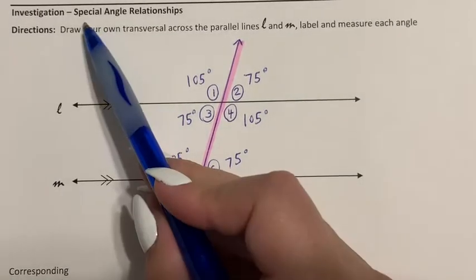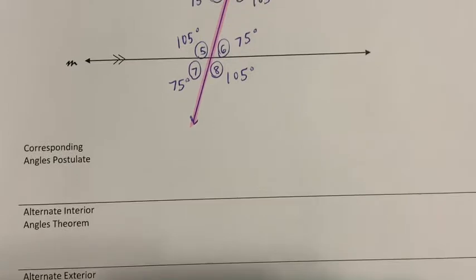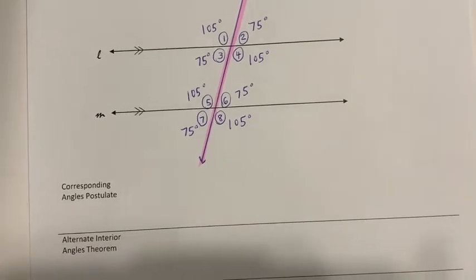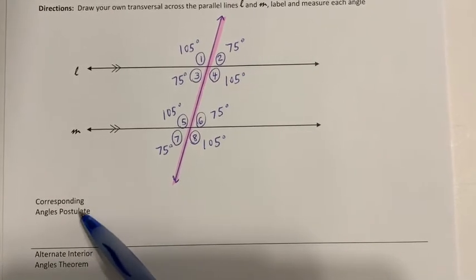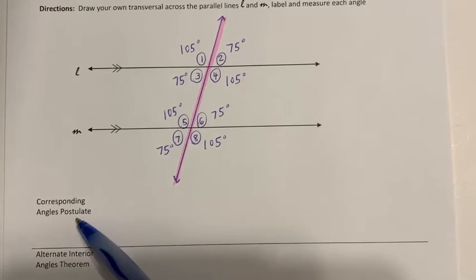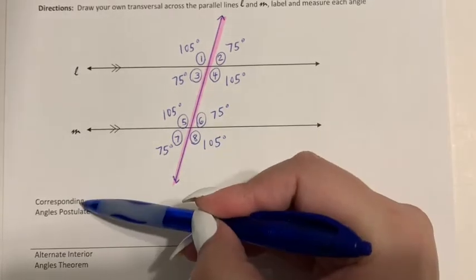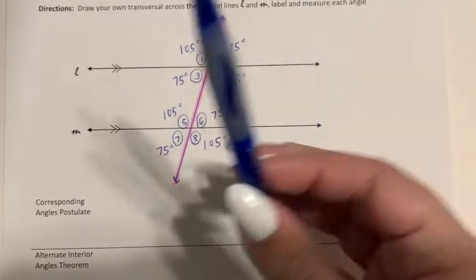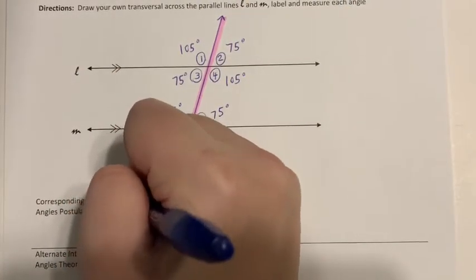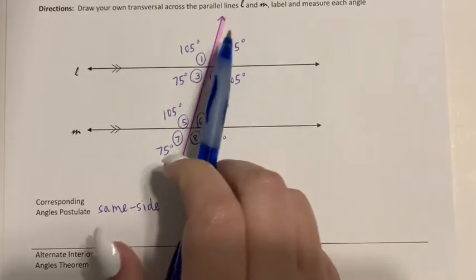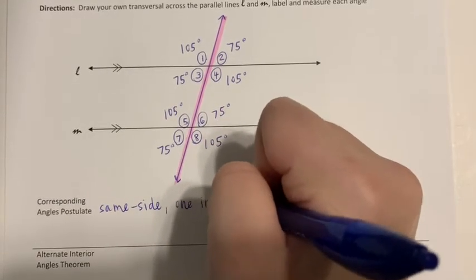So now that we have drawn our transversal and we've labeled all 8 angles with their corresponding angle measure, let's look at these special angle relationships. The first one is the corresponding angles postulate, and we're going to need to use our figure to talk about what are corresponding angles. So in my figure, corresponding angles would be like angles 1 and 5, meaning they are on the corresponding or same side of my pink transversal. One of them is inside.